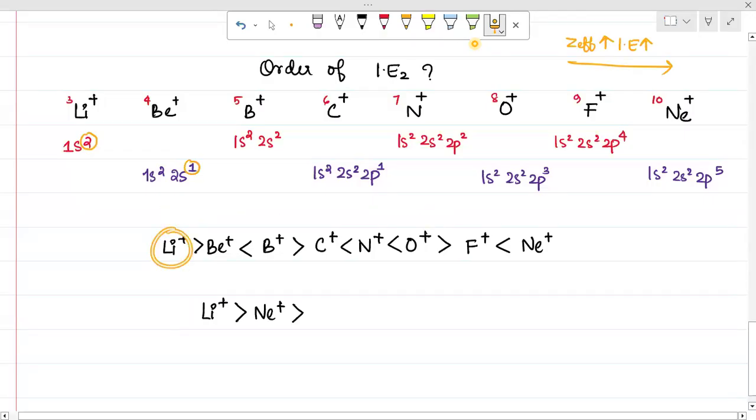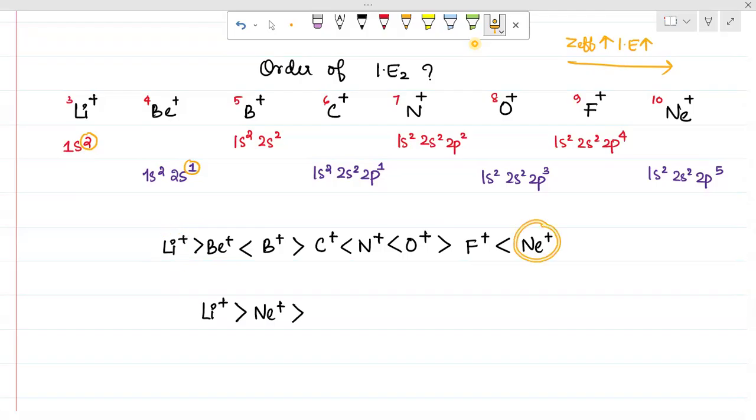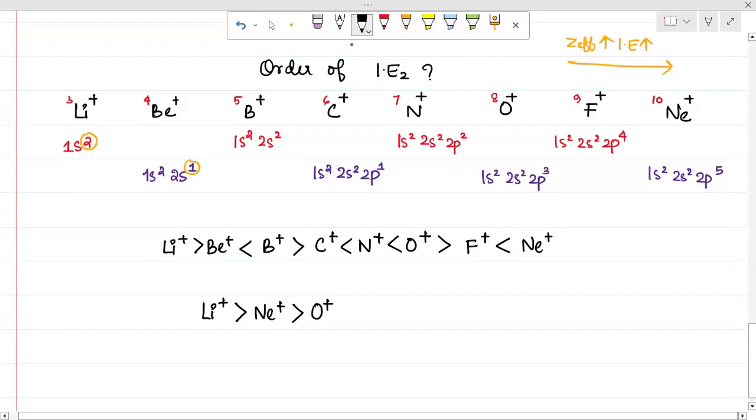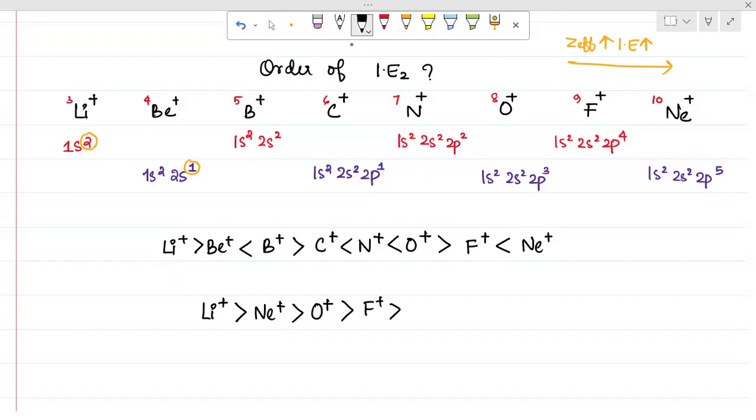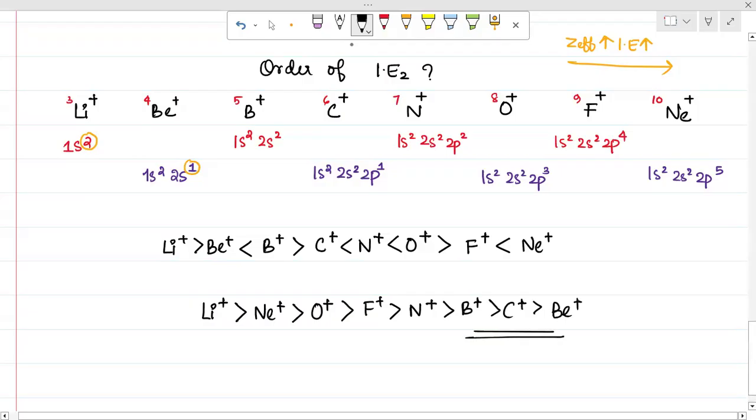So check, as you move from left to right, the Z effective dominates, correct? So lithium, and then highest comes neon. Fluorine is less, but in comparison to fluorine, oxygen has got higher value. So oxygen plus comes next. Okay, that's it. And then you have F plus. Then next one is N plus. Next one is carbon and boron. If you compare, boron has got higher value. So boron, carbon, and beryllium. This is the final order.